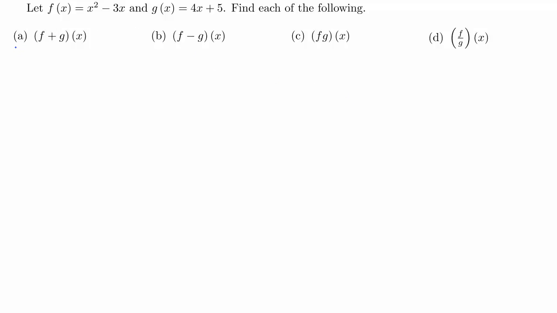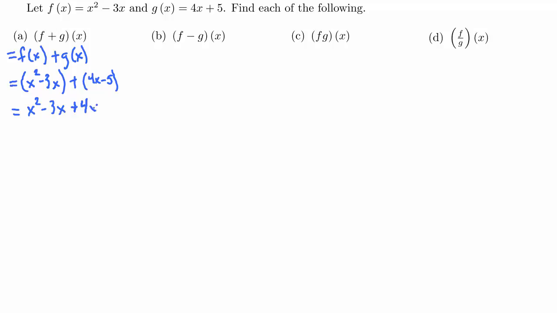Let's look at A. A is f plus g of x. So this means f of x plus g of x. F of x in this case is x squared minus 3x plus g of x, which is 4x plus 5. Now notice that this is addition, which means I don't need to change anything, but I do need to drop the parentheses. Therefore, it's x squared minus 3x plus 4x plus 5.